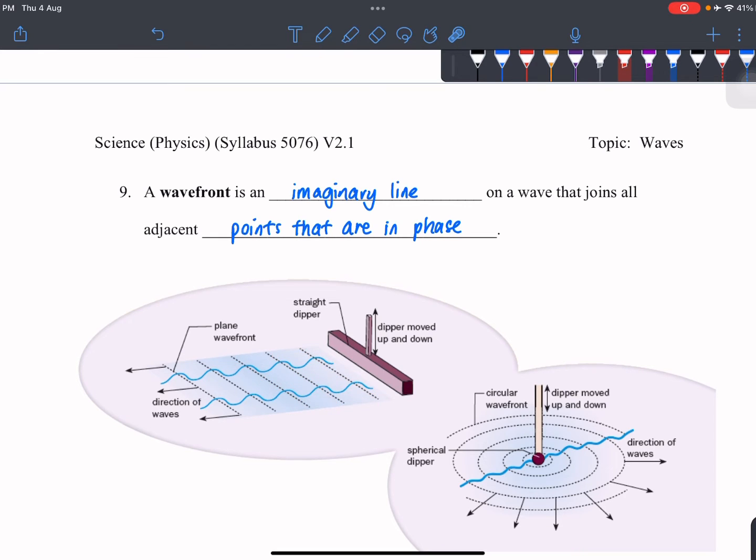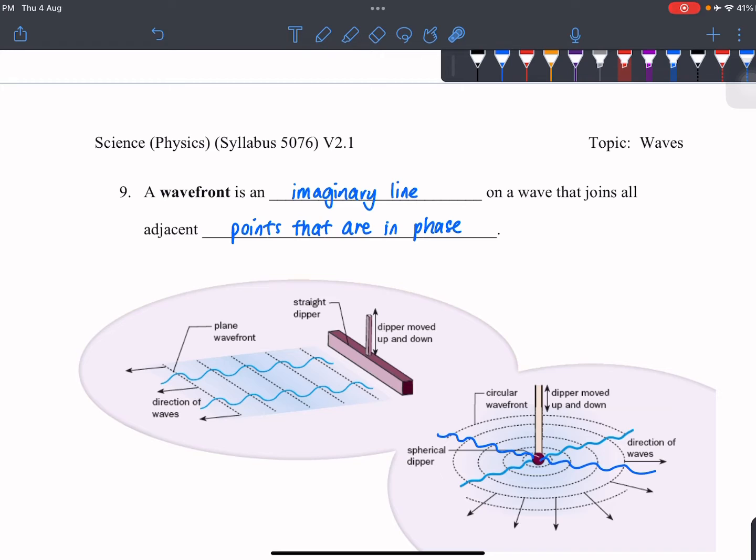In the same way, we have another wave like this, moving outwards, we have another wave like this. So these points are our crests, and these circular patterns are our wavefronts. As you can see, a straight dipper will produce a plane wavefront or a straight wavefront, whereas a spherical dipper will produce a circular wavefront.